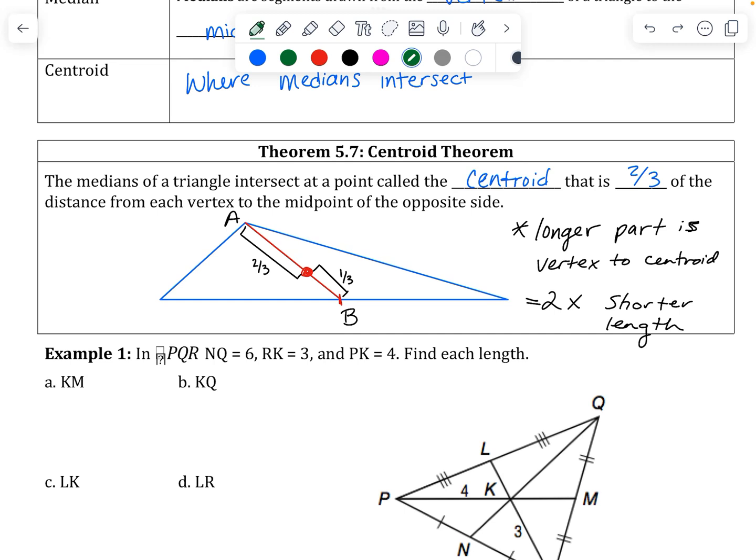But what do I do if I don't know either part? Let's say AB is 60. If AB is 60, I need to know what is 1/3 of 60 for the shorter part and what is 2/3 of 60 for the longer part. So 60 divided by 3 is 20. That's 1/3. 2/3 of 60 is 40. And this relationship we talked about still holds, where the shorter part is half the length of the longer part.